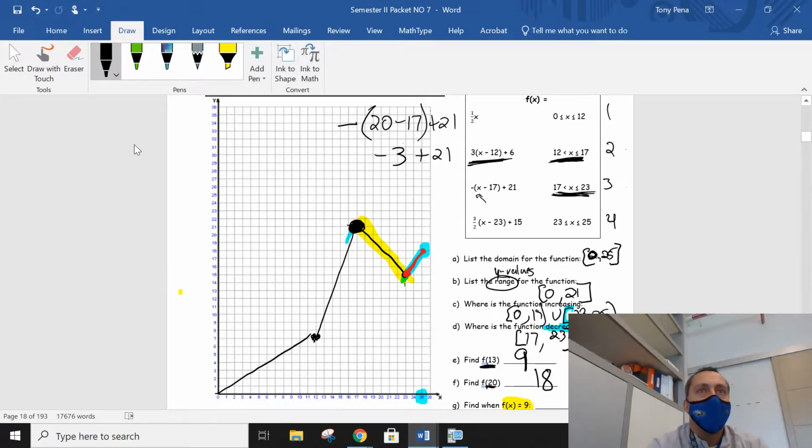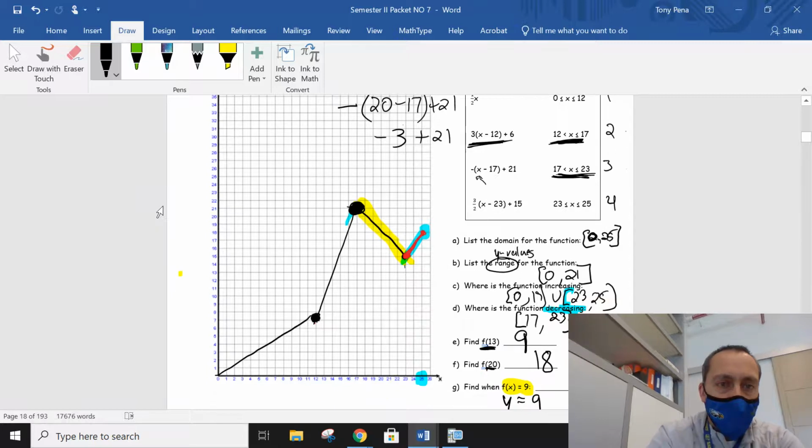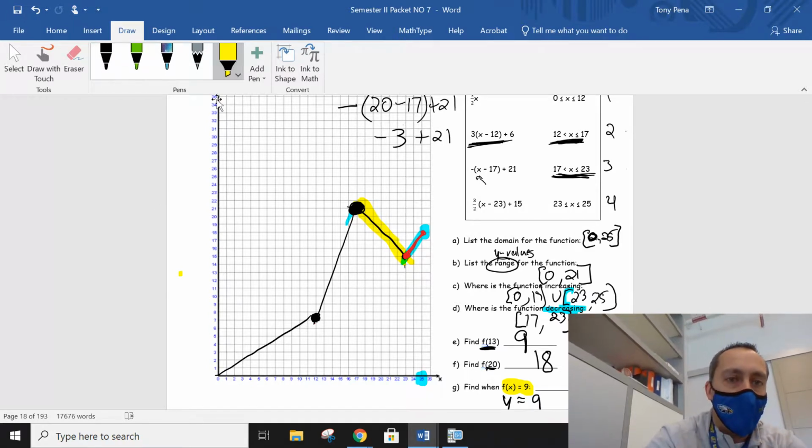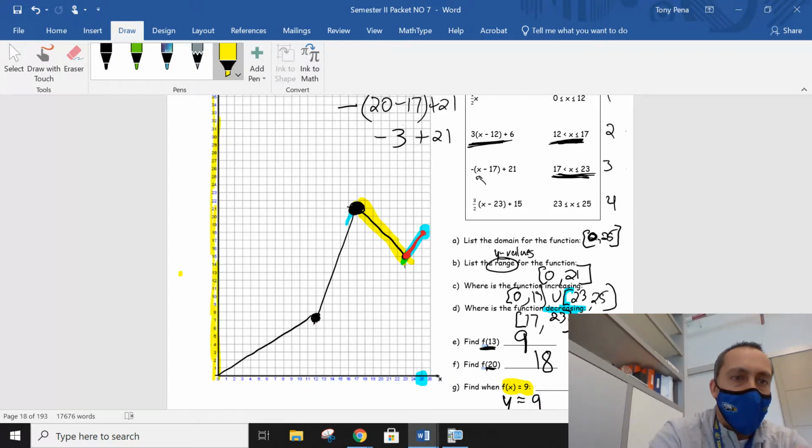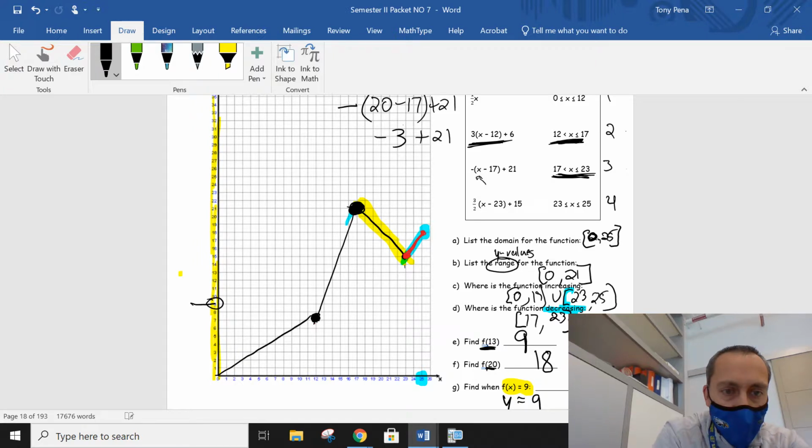So here's what we're looking for right now: when does y equal 9? So go to your y-axis, right? Here's your y-axis. And find on the y-axis where we have a y value of 9. All right, and that would be right here. So what we're looking for is when does our graph have this y value? So wouldn't that be right here?